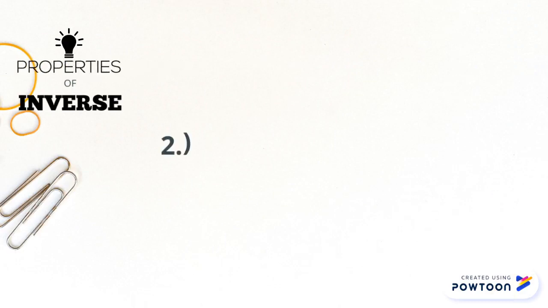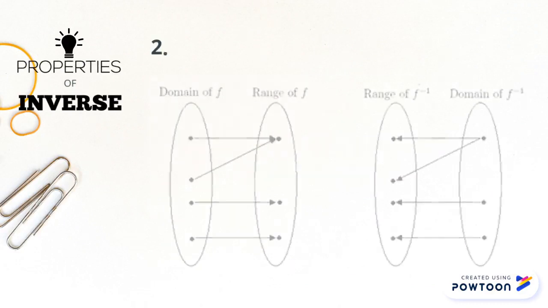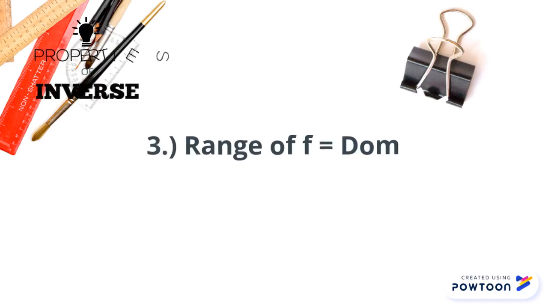Second property of the inverse is that the domain of f inverse equals the range of f. Third and last property of an inverse is that the range of f equals the domain of f inverse.